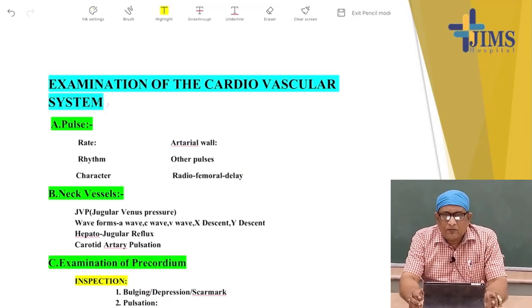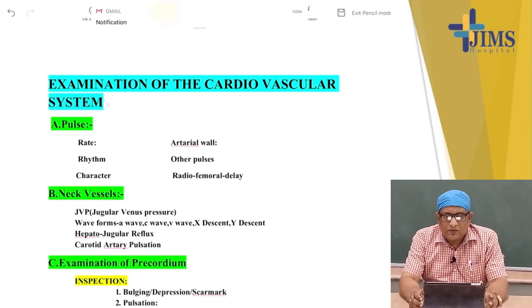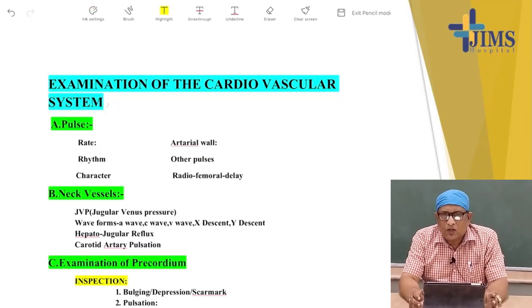But whenever you come to examine a cardiovascular patient, you have to give stress on two general examinations. One is the pulse, the other is the neck vessels. And today I will narrate the general scheme of the examination of the cardiovascular system, that is the pro forma. Just note it down, and whenever we show you the cases, we will show how to examine the pulse and how to examine the neck vessels.